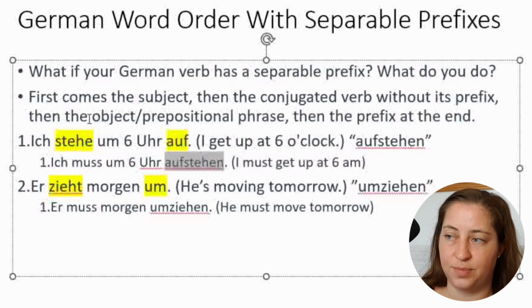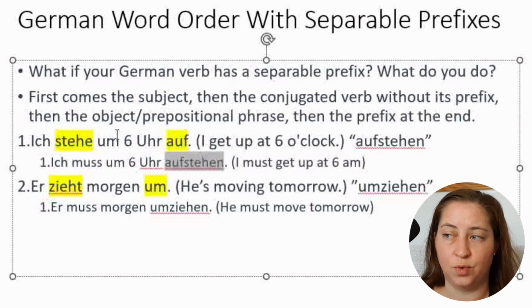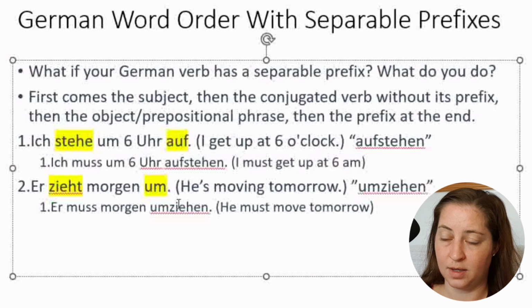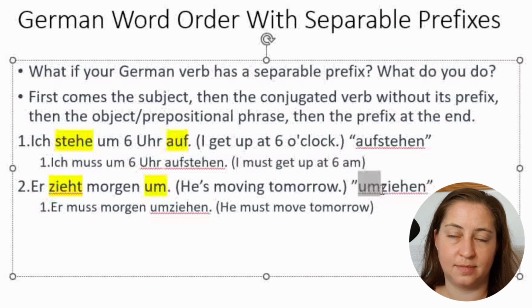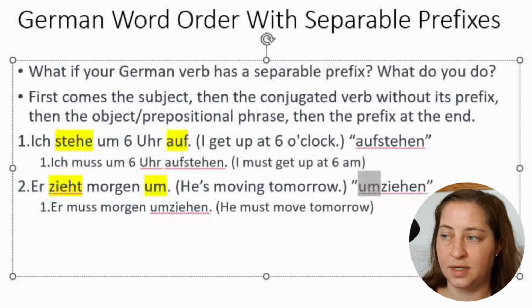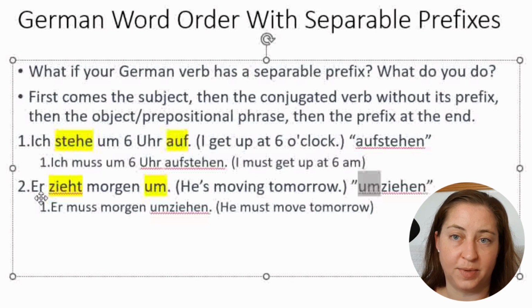Let's look at another example. Zieht morgen um. He's moving tomorrow. Umziehen is our separable prefix verb. It's our only verb, so we will separate the prefix. If we had muss morgen umziehen, and we have two verbs, then we don't separate it anymore because it's at the end, it's unconjugated. I hope that gives you a better understanding of how to work with German sentence structure.